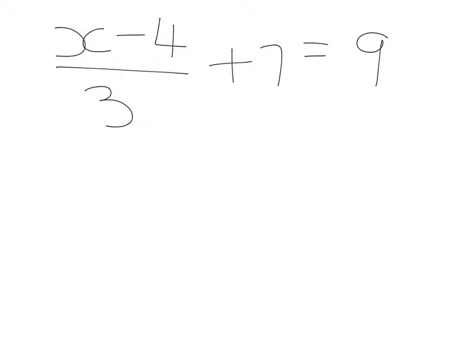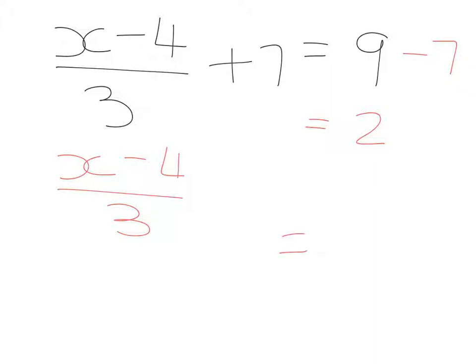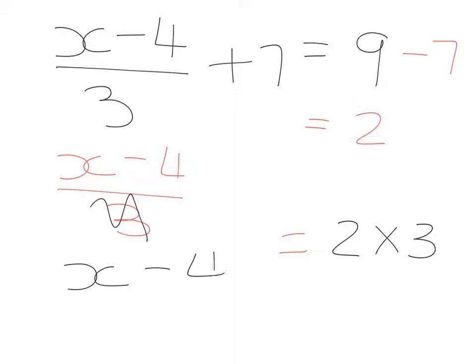So if that's plus 7, we're now going to take 7. Okay, and 9 take 7 is 2. So now our story is x take 4 divided by 3 is equal to 2. Okay, so now the next part of our story was the divide by 3. So because of the divide by 3, we have to times it on this side. So we would go 2 times 3. And we're left, and they would have got rid of that, so we're left with x take 4.